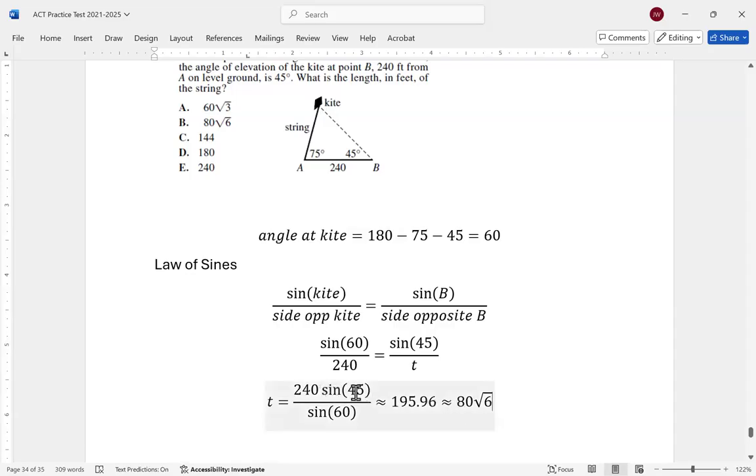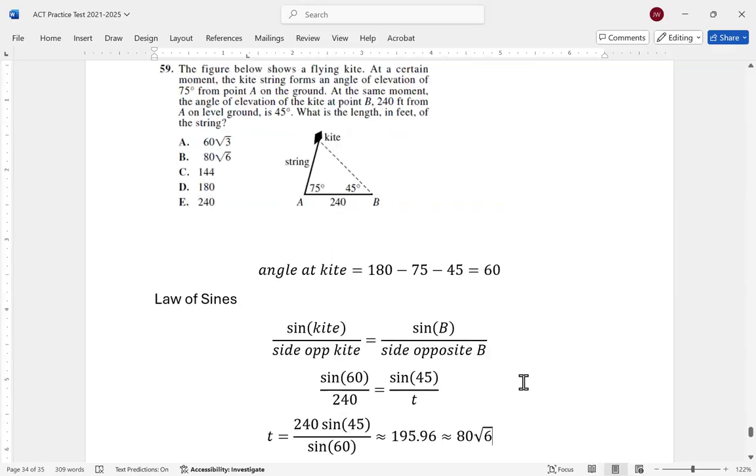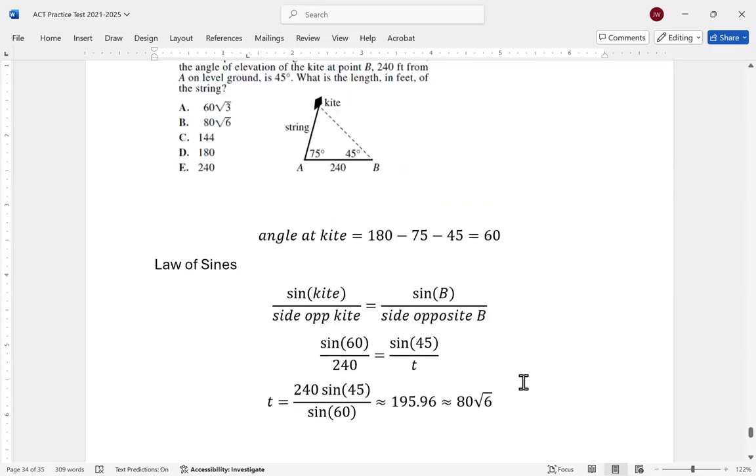Again, if you knew the sine of 45 is square root of 2 over 2, and the sine of 60 is square root of 3 over 2, you could manipulate that to give you exactly 80 times root 6, but I don't need to. So 80 times root 6 is the answer, and that's option B.